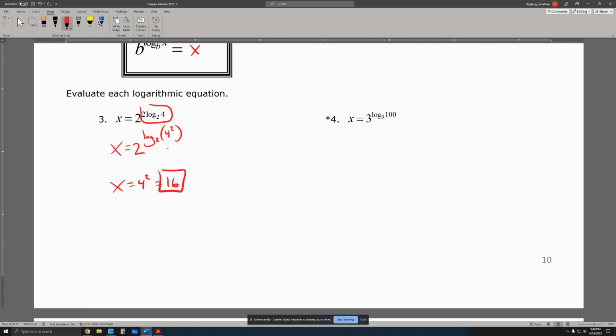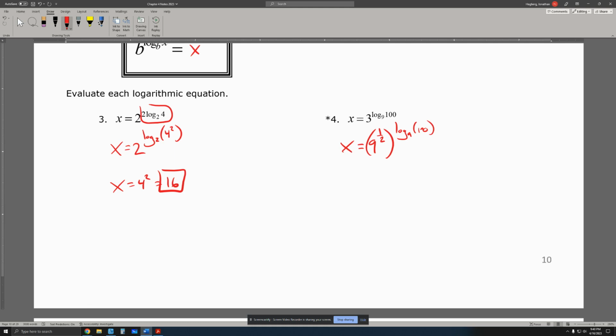For number 4 here, we don't have that same base. We've got base 3 for the exponential and base 9 in the log. So I want to get the same base, either base 3 or base 9. Looking at this, I want to cancel out that log, so I'm going to look for base 9. How can I rewrite 3 as an exponent of base 9? Well, I know that 3 is equal to 9 to the 1/2 power. So this is equal to 9 to the 1/2, and then we're raising that to the log base 9 of 100.